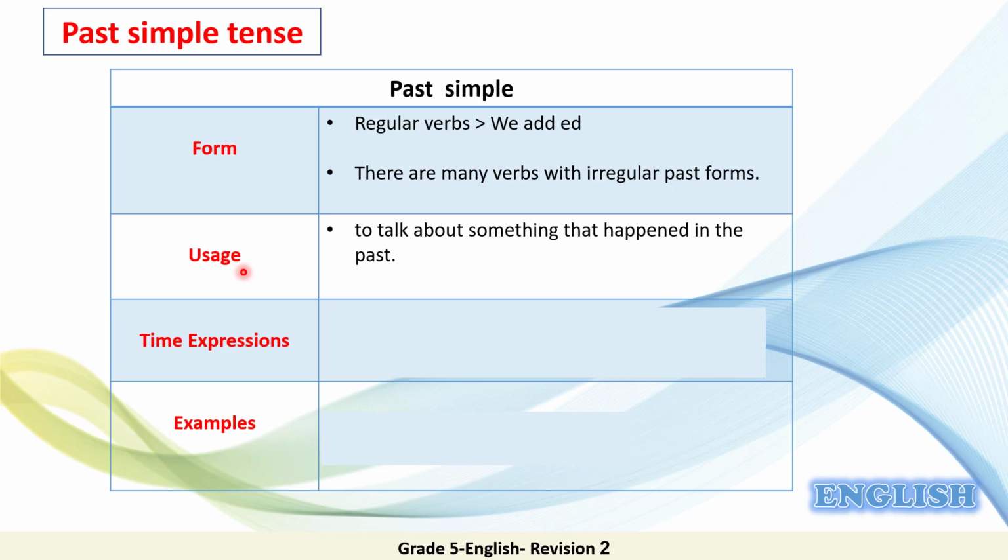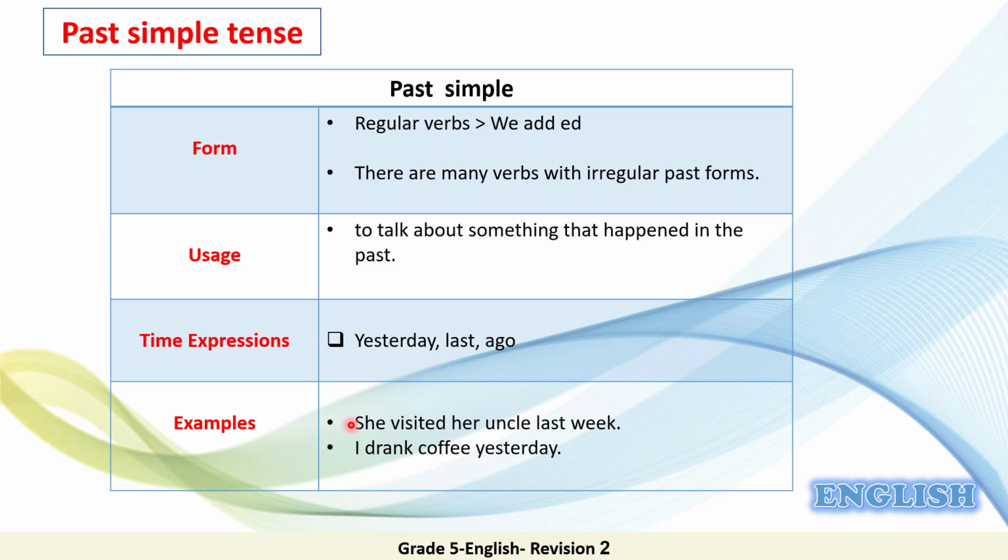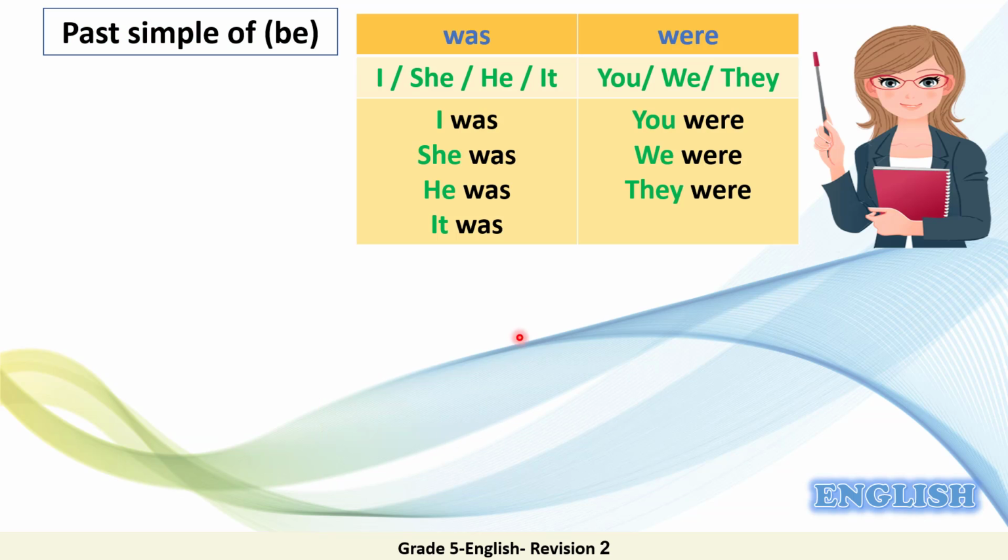The usage. We use the past simple to talk about something that happened in the past. There are also some time expressions or keywords that refer to the past simple, like yesterday, last, ago. We should memorize them very well, my friends. Here are some examples. She visited her uncle last week. I drank coffee yesterday.